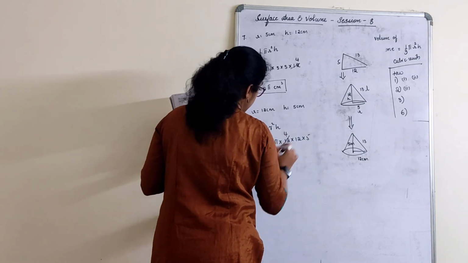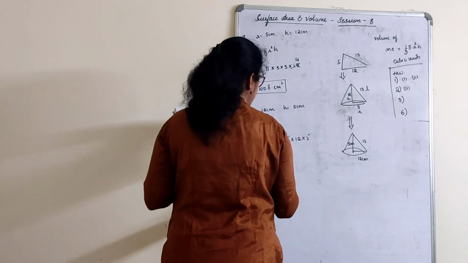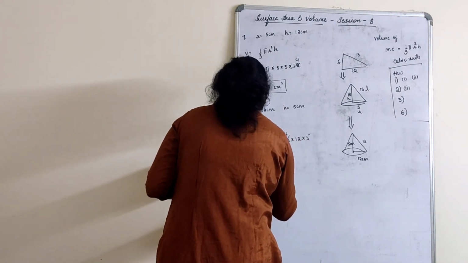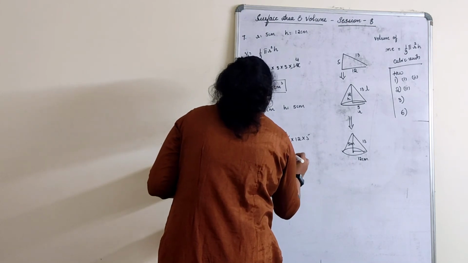3 ones are 3, 3 fours are 12. So 12 fives are 60. 60 into 4, 6 fours are 24. 240 pi centimeter cube.